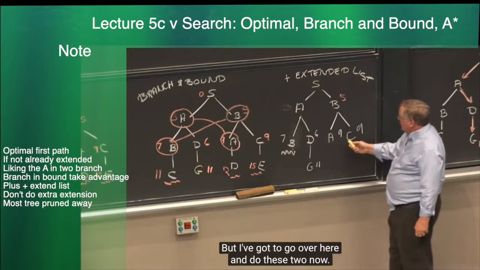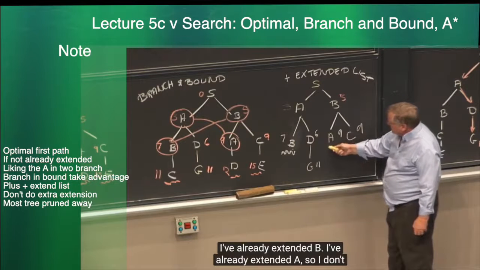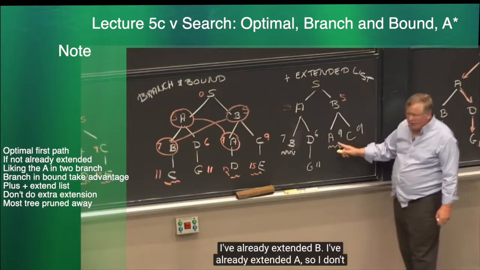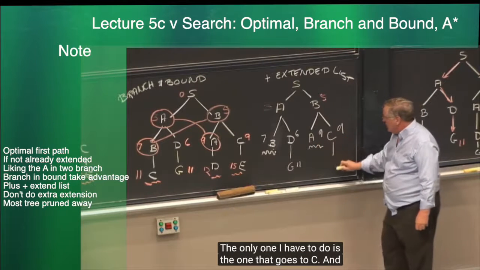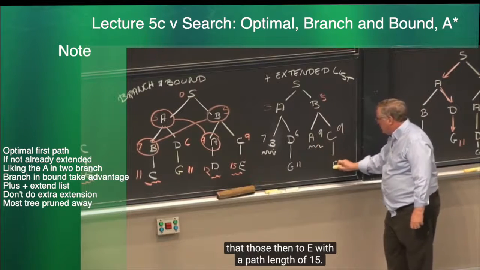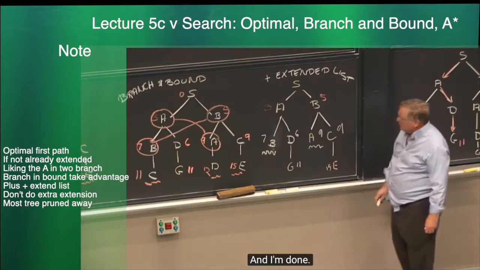But I've got to go over here and do these two now. But wait, I've already extended B. I've already extended A, so I don't have to do that one either. The only one I have to do is the one that goes to C, and that goes then to E with a path length of 15, and I'm done.